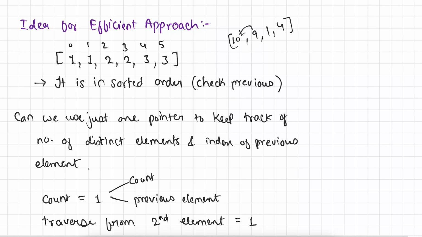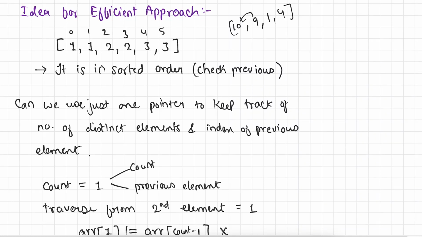Right? Here elements are arranged in increasing order and there are copies of elements. So the copies of these distinct elements also appear after the distinct element. Right? So in this case, can we use just one pointer to keep track of all the distinct elements and the previous index of the element? Let's see how we do it.